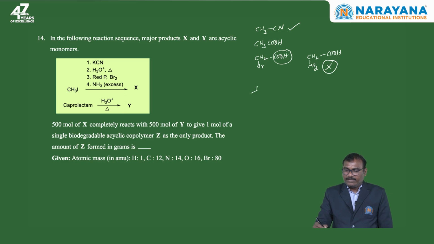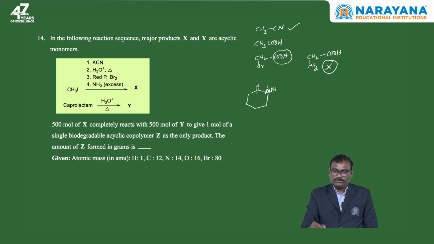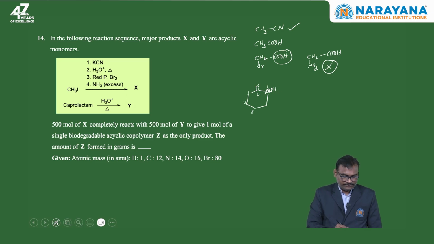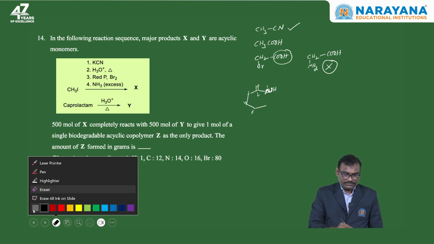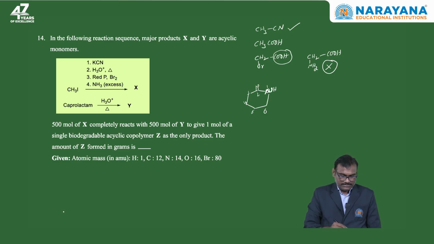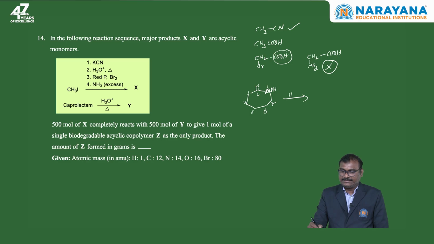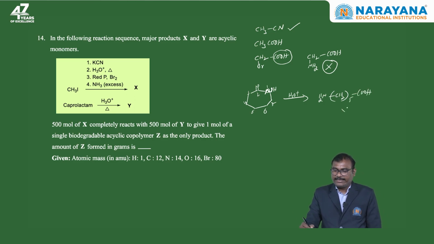Now caprolactam, everybody knows that. Caprolactam: 1, 2, 3, 4, 5, 6, and here one more, 7. On hydrolysis we get 6-aminocaproic acid. This is Y. Now he is going to ask what happened.